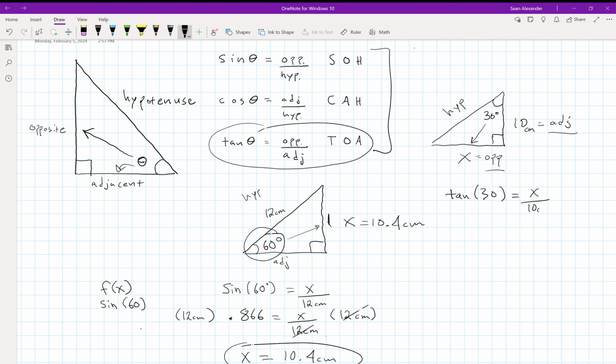You can see this looks familiar. Just like before, in fact, I'm going to leave this as an exercise for you to solve. You can put tangent of 30 degrees into the tangent function, multiply both sides by 10 centimeters. I'll let you all finish this one off. But I just wanted you to see a couple permutations of this. And then there you go.